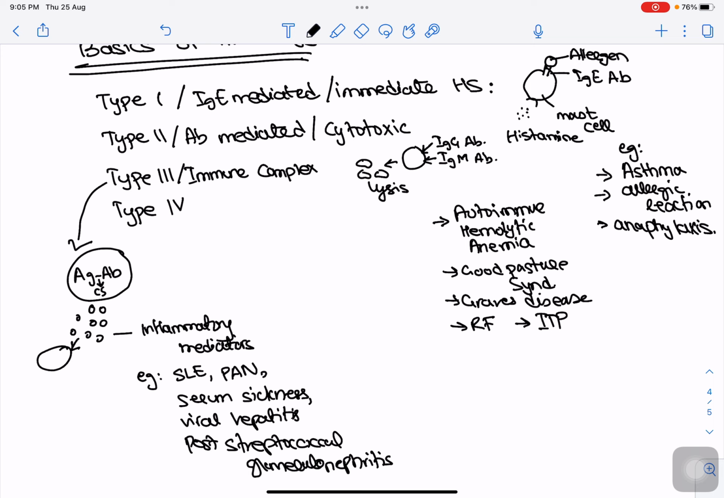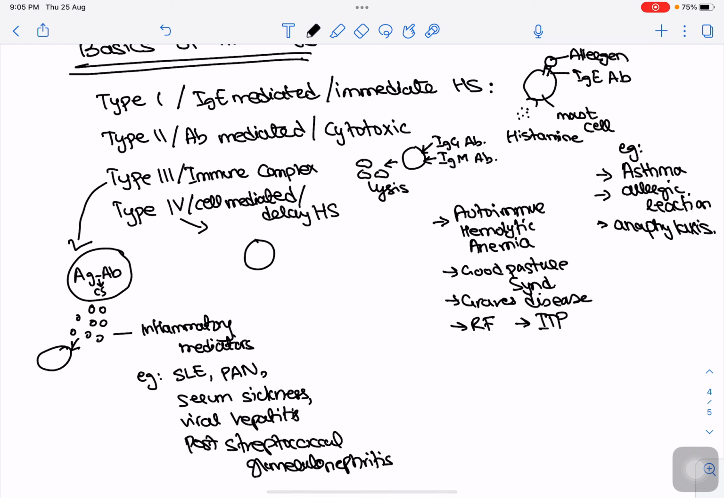Now we'll cover the last but not the least, that is type 4 hypersensitivity reaction, that is also known as cell mediated or delayed hypersensitivity reaction. What happens in this type is release of cytokines by sensitized T cells and T cell mediated cytotoxicity.